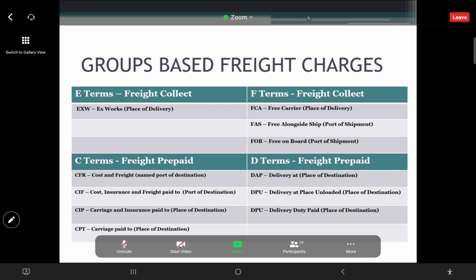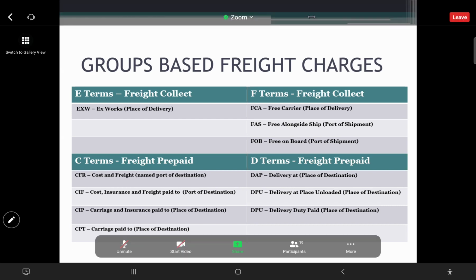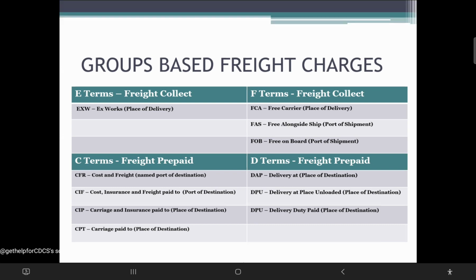Okay. Freight collect means freight is to be collected. Shipment has already sailed. Freight has to be collected, obviously from the applicant or importer or the buyer. Okay. So freight prepaid means freight is already paid by the seller or exporter. Okay. We'll move on.